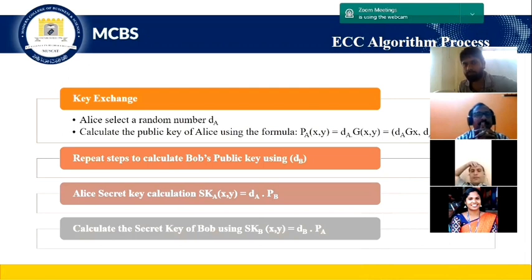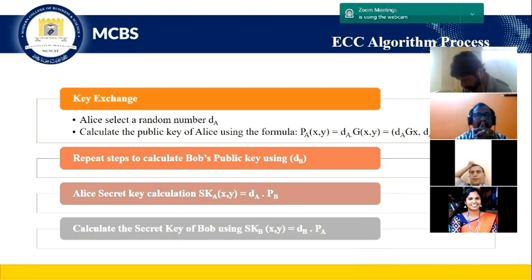Of course, we need to share the key. For sharing the key, Alice selects a random number. Let us call it D of Alice. Then calculate the public key of Alice using the formula, which is done by multiplying the random number with the generator, the x-axis and the y-axis as well. Repeat the steps to calculate Bob's public key, using the random number of Bob instead of the random number of Alice.